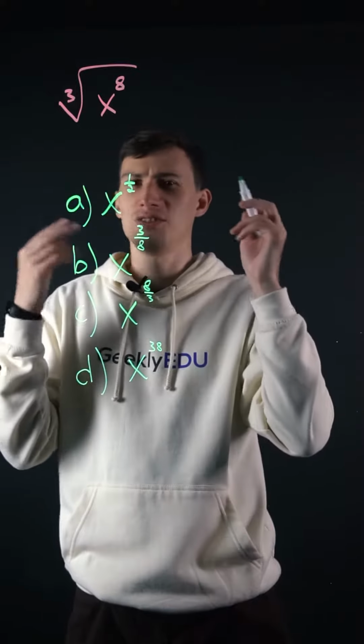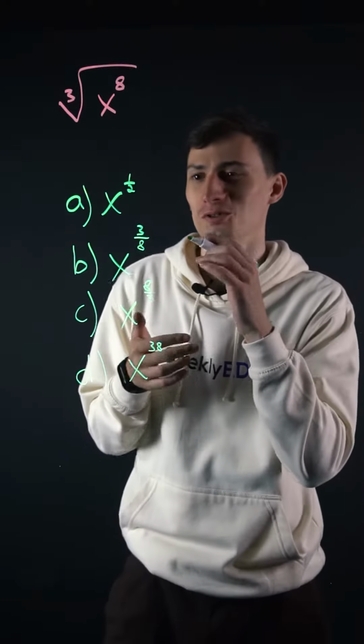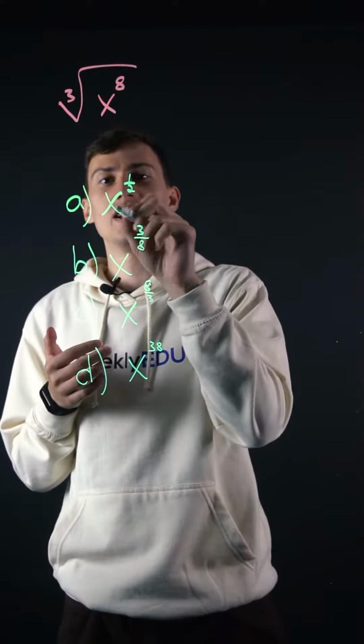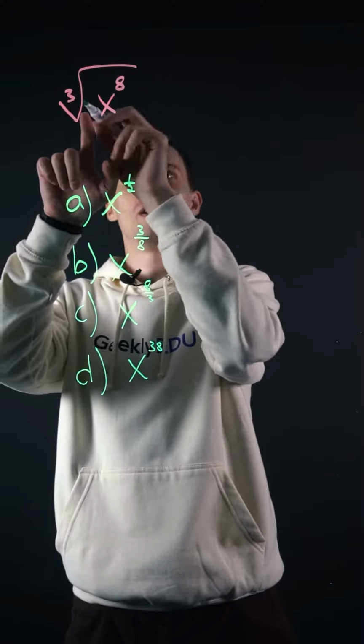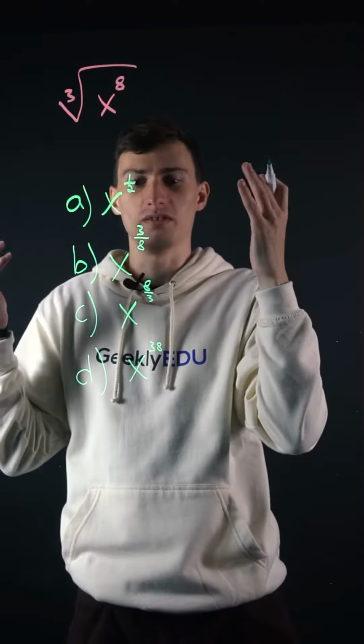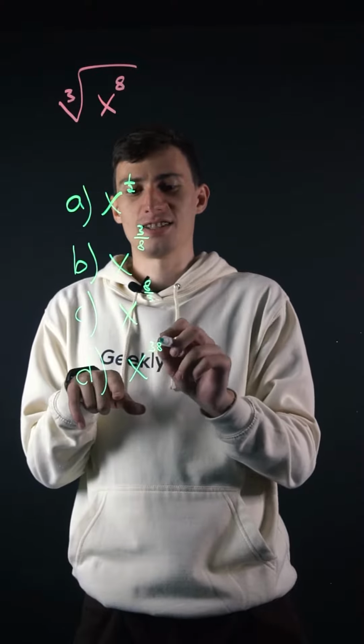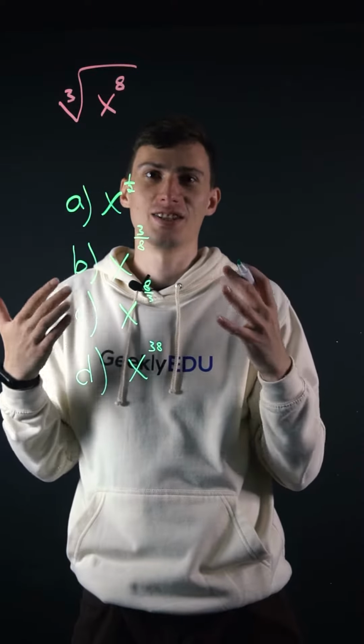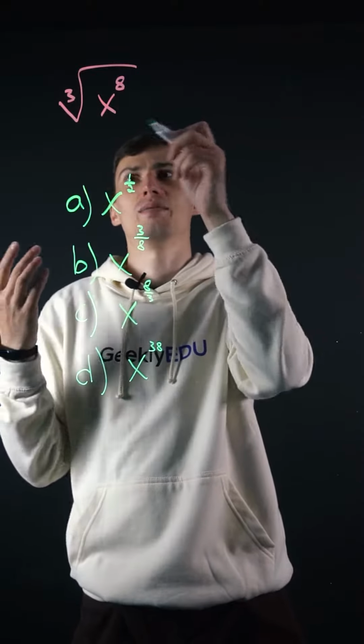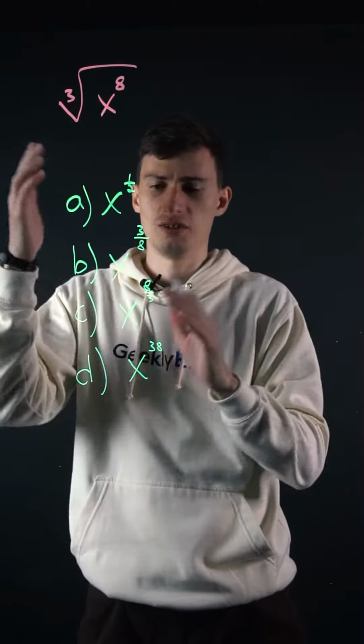Obviously, it's never two options, right? The two options are always goofy. So the first one is x to the 1/2. Obviously, there's no way to get 1/2 with 3 and 8. Nothing simplifies. And the last one is x to the 38. Obviously, it's not going to be x to the 38 if it's only to the eighth power and it's a cube root. So these two don't make any sense.